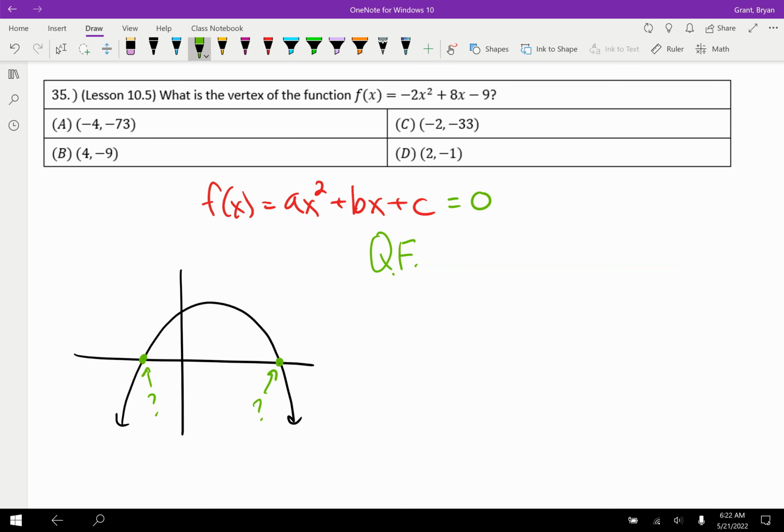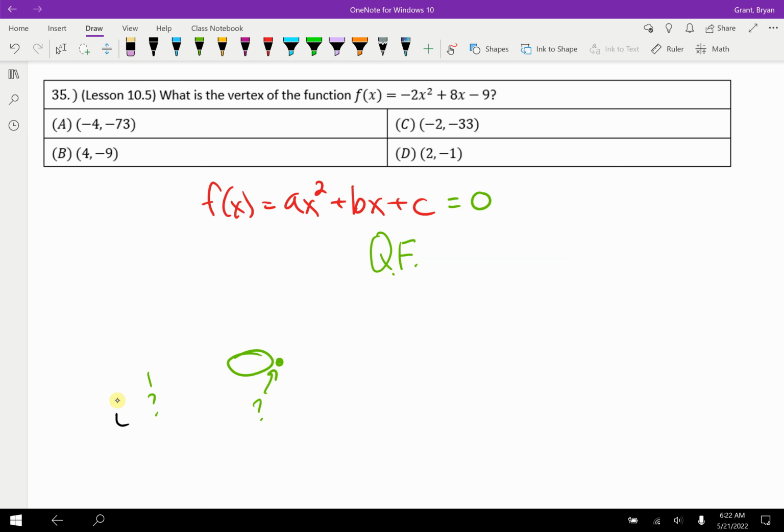And then once you had those gross decimals, you'd have to figure out what's exactly in between those two by adding them together and dividing by 2. And that would give you the h value of your vertex. Then you substitute it in to find the k. So that's all fine and dandy, and it will work, but it's a lot of work, which is why in 10.5 we found a faster way to do this. And the faster way to do this is kind of based off the quadratic formula.